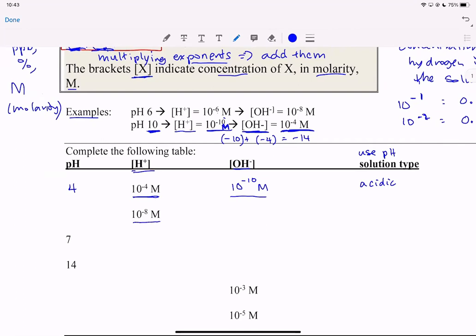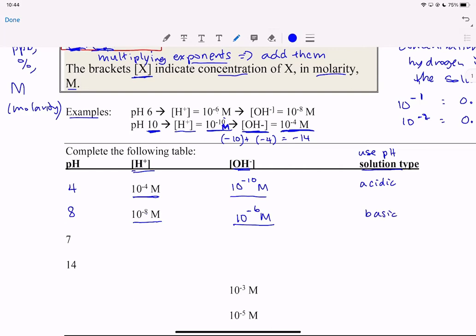When you have 10 to the minus 8 molarity as the hydrogen ion, you can figure out that the pH is that exponent, which is 8. And from the hydrogen ion, you can also figure out the hydroxide ion. So -8, you're going to need a -6 to get to -14, so those two added together, and the units of molarity. And then for the solution type using the pH, a pH of 8 is greater than 7. So that's a basic solution.